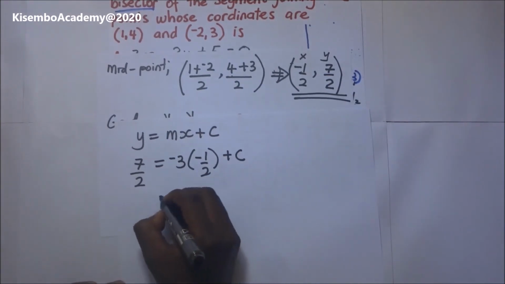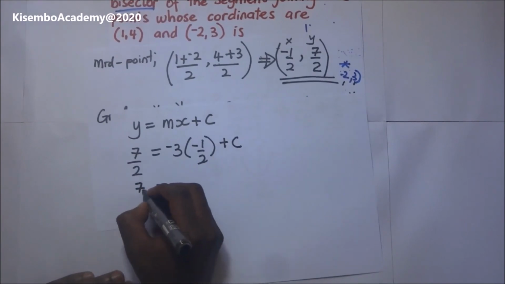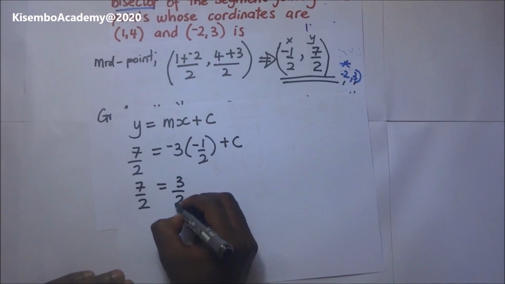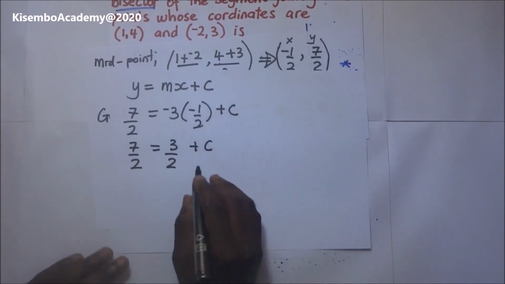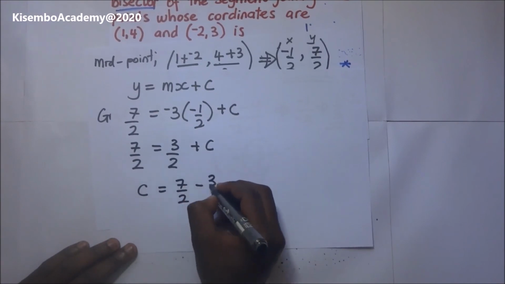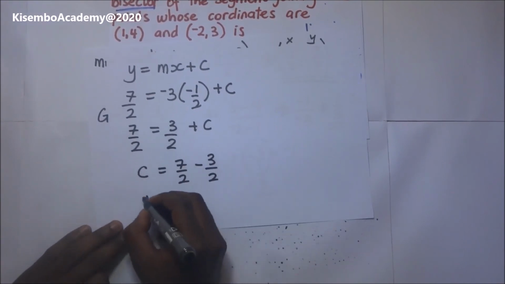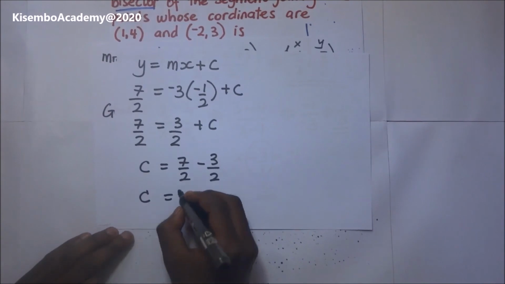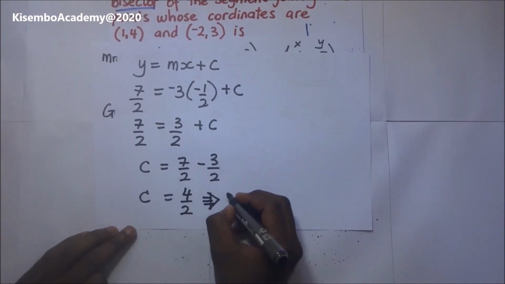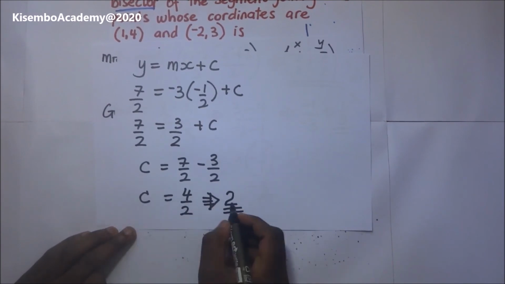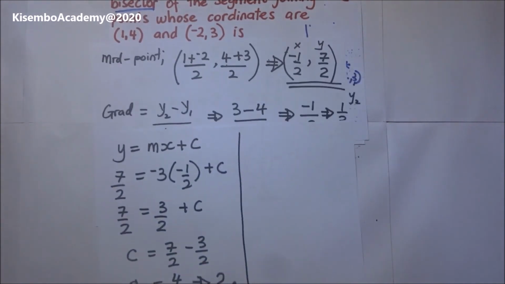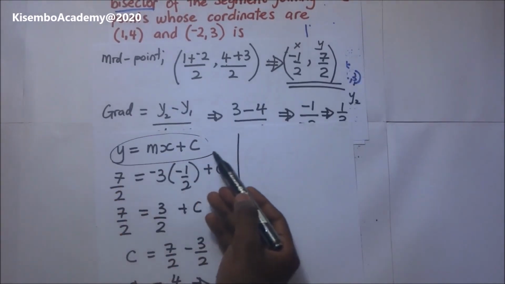So 7/2 is going to give us -3 times -1/2, which is 3/2, plus c. When we make c the subject of the formula, c becomes 7 over 2 minus 3 over 2. Our value of c in this case is 4 over 2, which is definitely 2. So our value of c is 2. Now that we know our value of c is 2, we can go ahead and substitute in this equation to get our answer.